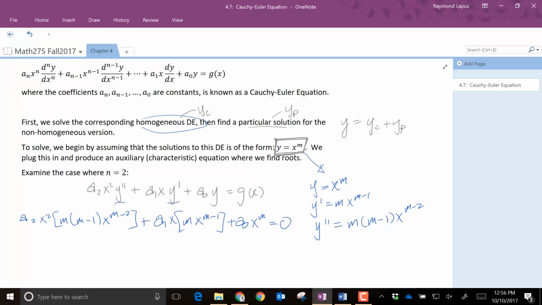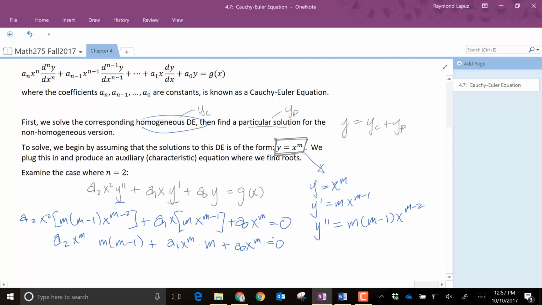All right, where are we at? We got a sub 2 x to the m, because that's x to the m minus 2 times x squared. And then we got m times m minus 1, plus a sub 1 x to the m again times m, plus just a sub 0 x to the m.